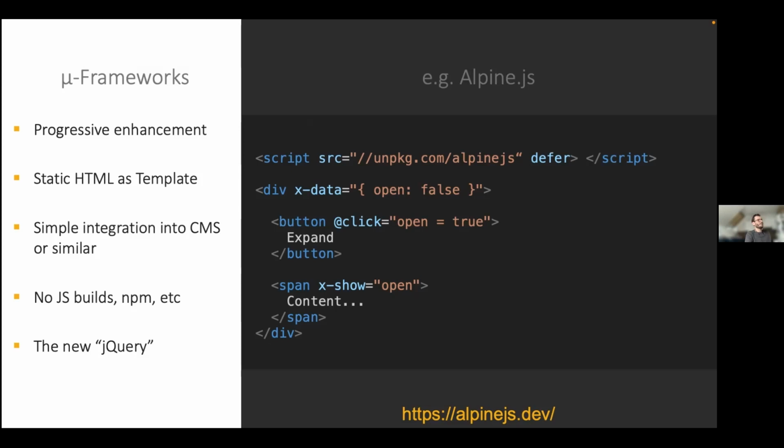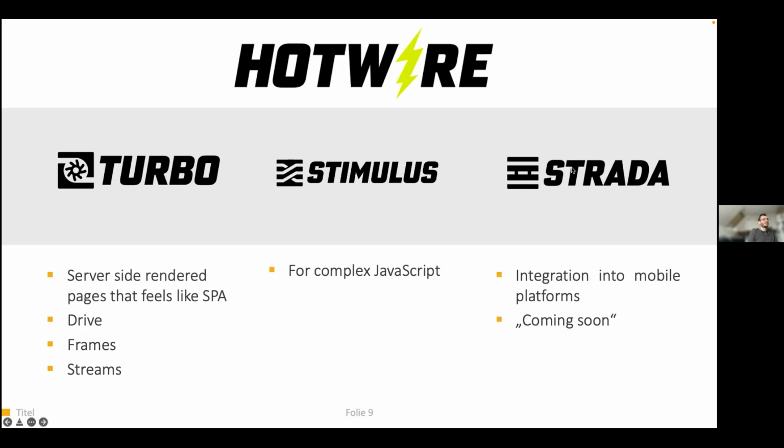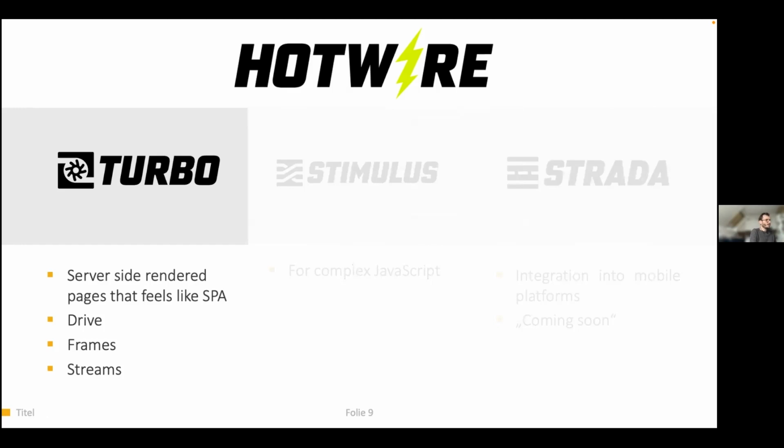The next technology we want to keep an eye on is Hotwire. Hotwire stands for HTML over the wire. It consists of 3 components, where Strata is something for mobile platform integration, which is coming soon. I don't know. Stimulus is a JavaScript adapter library. But today we are focusing on Turbo because it's the coolest name.